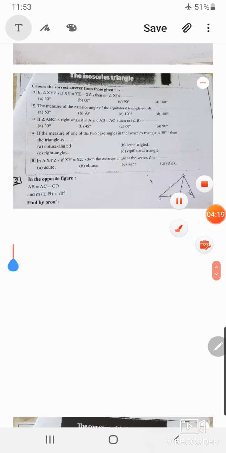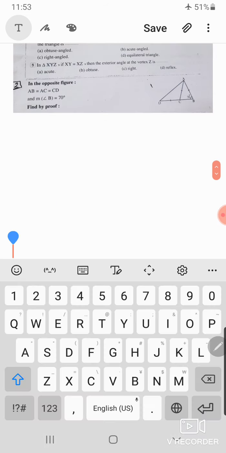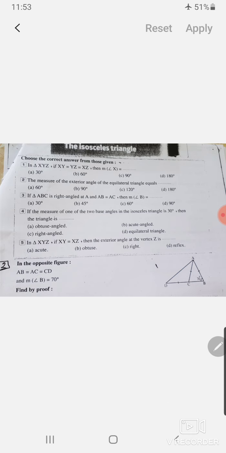Let's take an example here. In triangle XYZ, if XY equals XZ, and XY equals YZ equals XZ, all sides are equal. So this one will be equilateral, so each angle equals 60. Exactly. Here you have measure angle X equals 60.